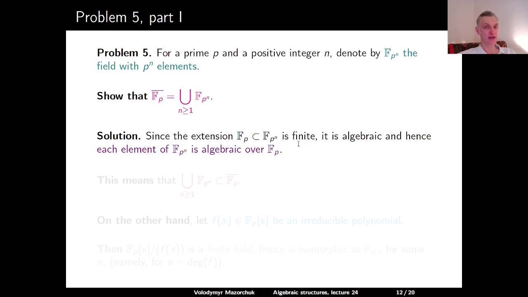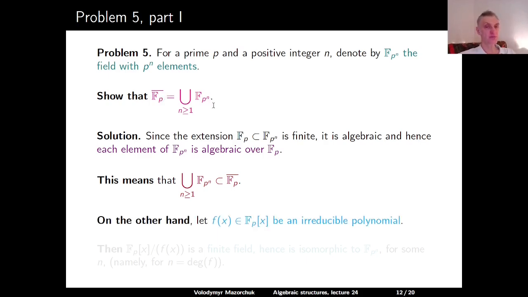Since for any n the extension from F_p to F_{p^n} is finite, it's algebraic. So in particular, it follows that each element of F_{p^n} is algebraic over F_p. This means in particular that the right-hand side of our equality is a subset of the left-hand side. So each element of each F_{p^n} is algebraic, so it belongs to the algebraic closure of F_p.